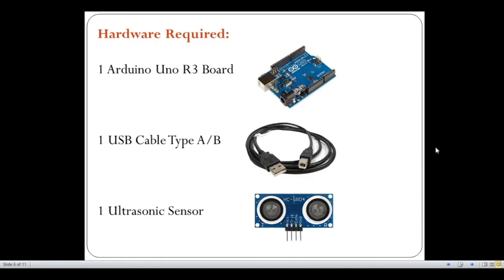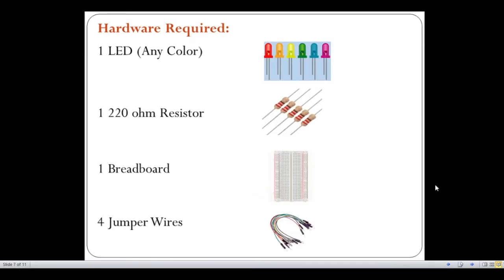Now, what are the hardware requirements for this? We need one Arduino Uno R3 board, one USB cable type AB, that is shown in the picture, one ultrasonic sensor, one LED of any color, one 220 ohm resistor, one breadboard, and 4 jumper wires.